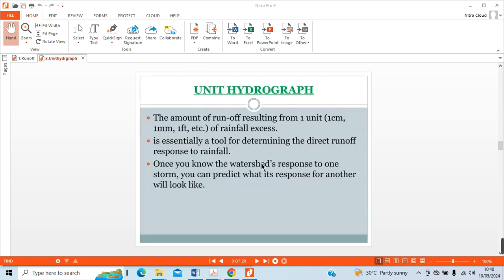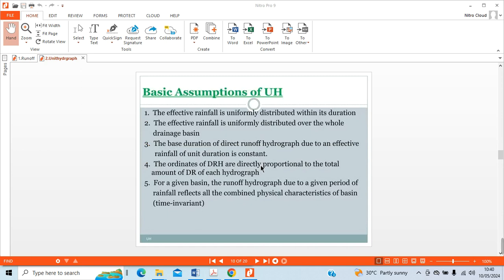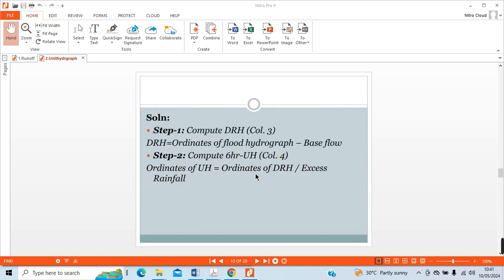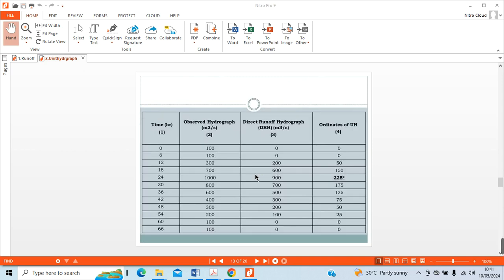Already we see we have some basic assumptions of the unit hydrograph. The rainfall intensity is uniform, time is uniform, and everything is uniform. Some assumptions are made, and we make the graph, right? Compute the 6-hour graph. So how to calculate? They deduct the 100 base flow, 100 meter cube per second. 100 minus 100 is 0, 100 minus 100 is 0, 300 minus 100 is 200, 700 minus 100 is 600, 1000 minus... so everything we deduct the 100.